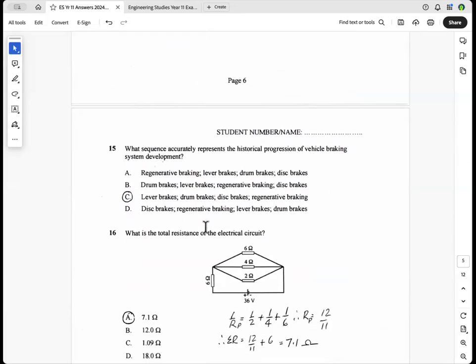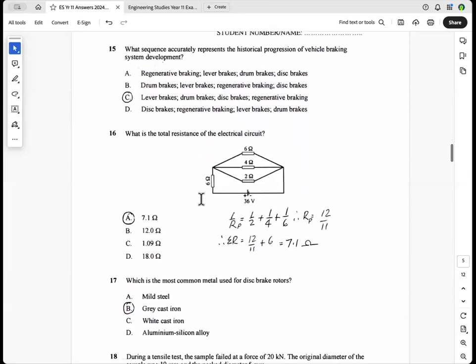What sequence accurately represents the historical progression of vehicle braking systems? So the first one was lever brakes, then drum brakes, disc brakes, and then we had regenerative braking. So C is the answer there. What's the total resistance of this electrical circuit?